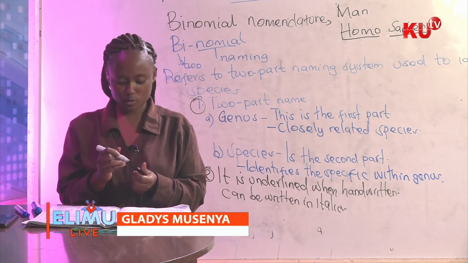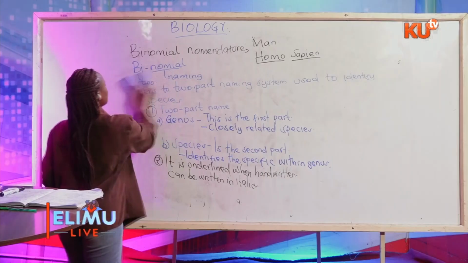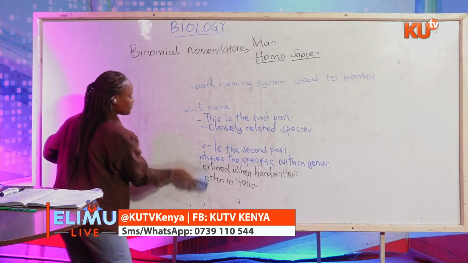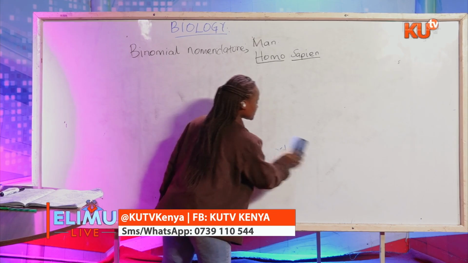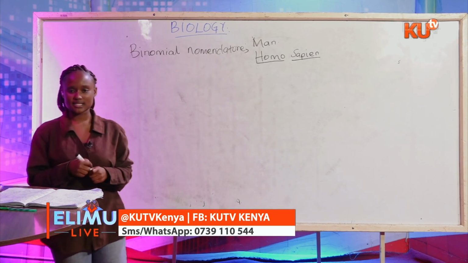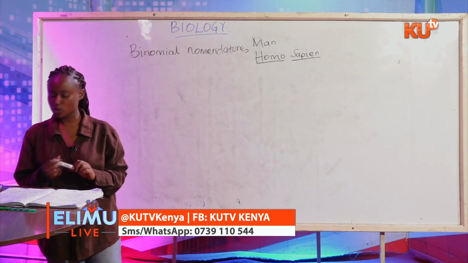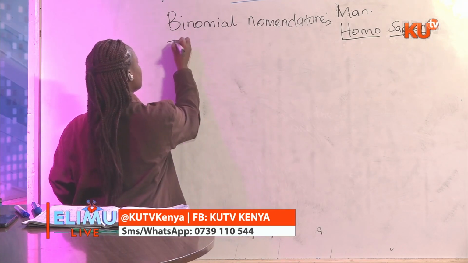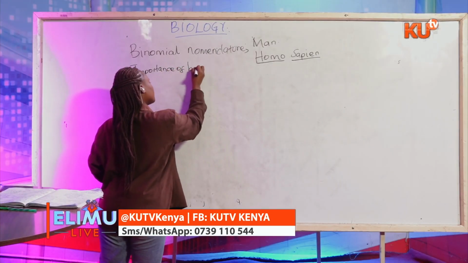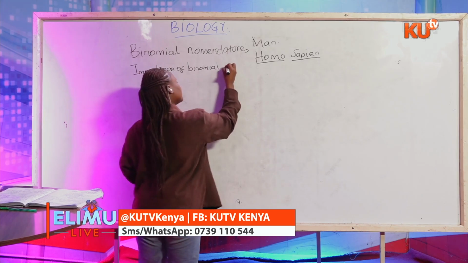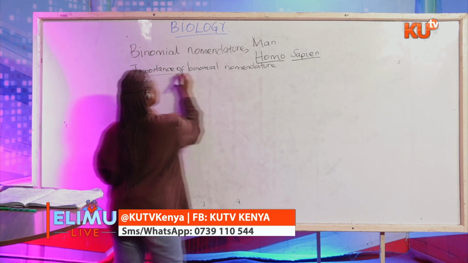Now let's look at the importance of binomial nomenclature. We've said binomial means, bi means two, and nomial means naming. And now let's look at the importance of binomial nomenclature.